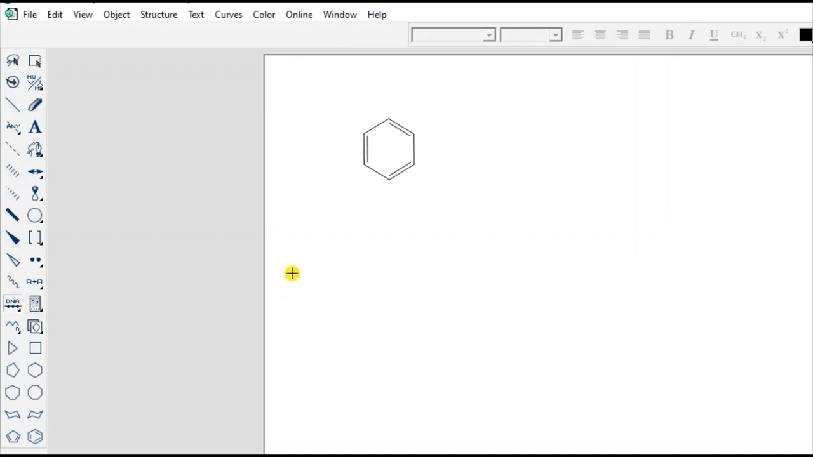Next is DNA sequence. We know that DNA follows a special kind of sequence. We use these, glycine, alanine. We know that there are nitrogen bases with a specific sequence. We use this tool for this purpose.